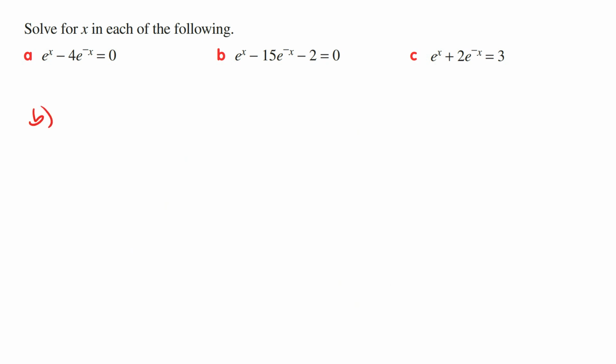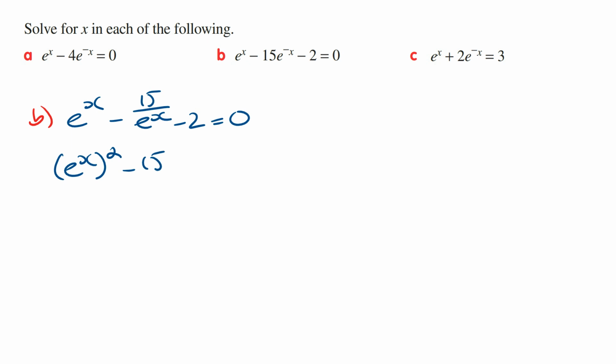Part B. To solve for x, the first thing we want to do is have e raised to a positive power. And so we can rewrite the equation as e to the x minus 15 on e to the x minus 2 is equal to 0. Multiplying both sides by e to the x to get rid of the denominator, we're going to get e to the x squared minus 15 minus 2 times e to the x is equal to 0.